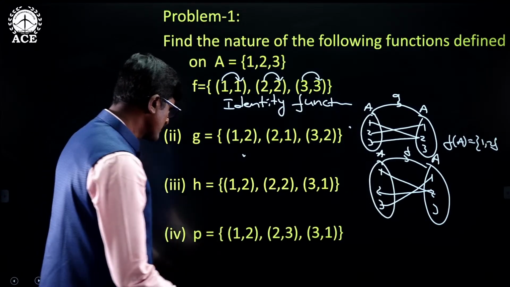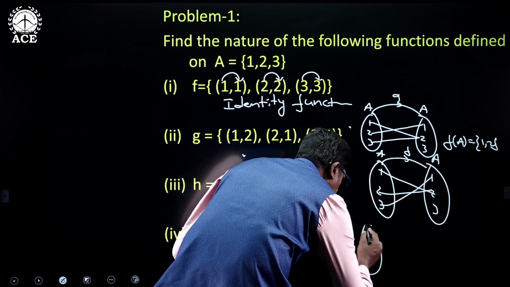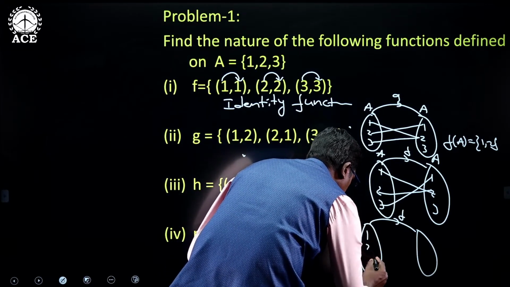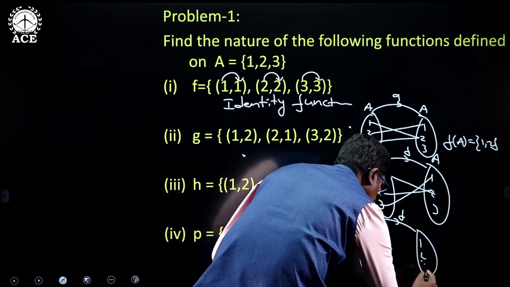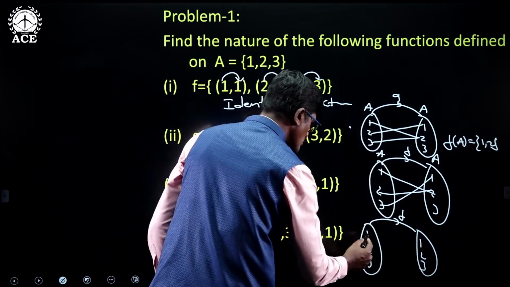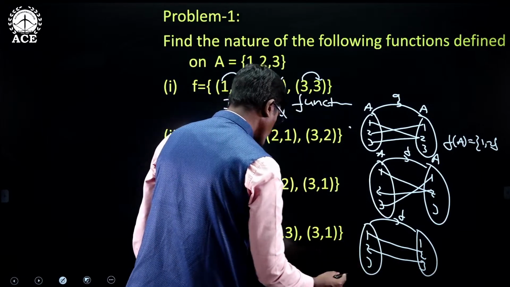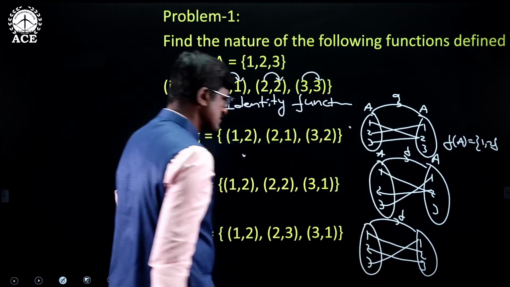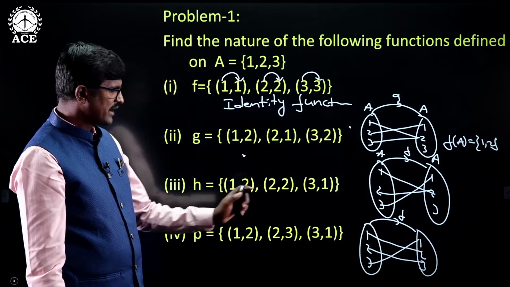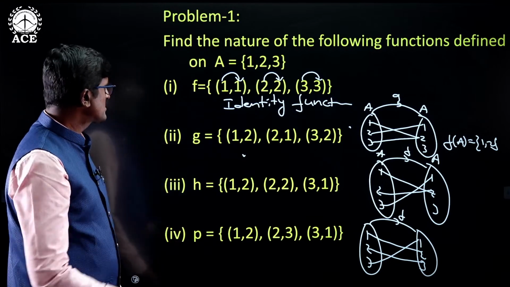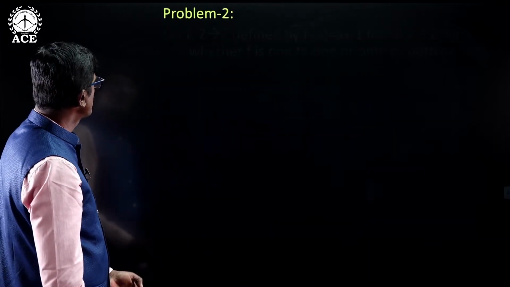Now what about this? This one is 1, 2, 3, 1, 2, 3. 1 is mapped to 2, next 2 is mapped to 3, and 3 is mapped to 1. This is the function. That is a one-to-one function, that is an onto function, and this is one-to-one correspondence also. So these are the different problems based on types of the functions.